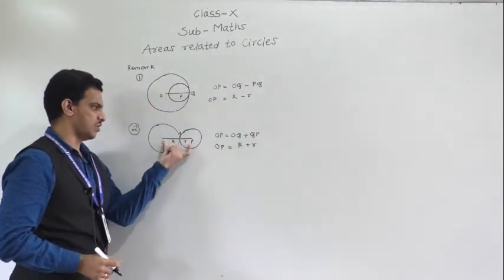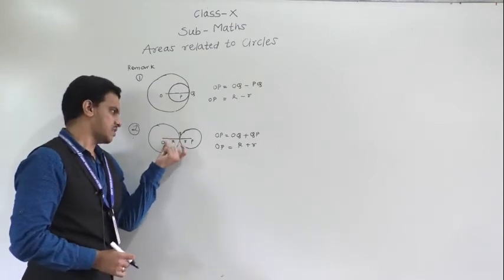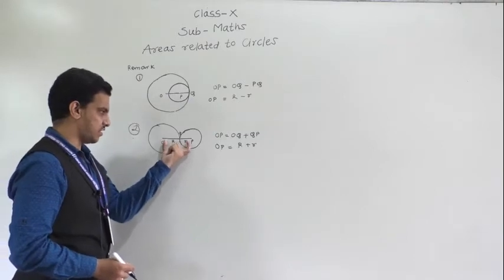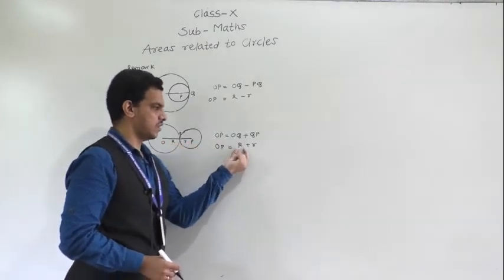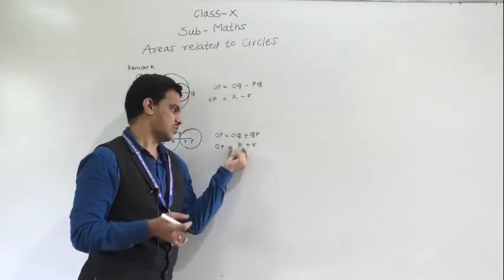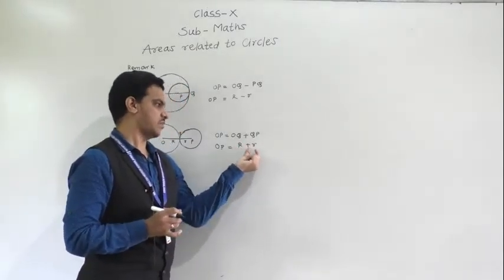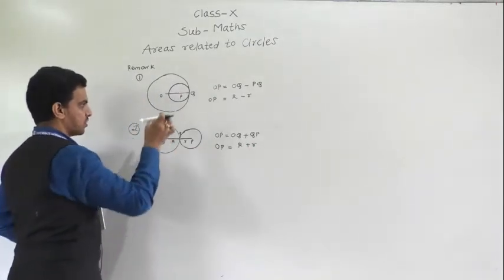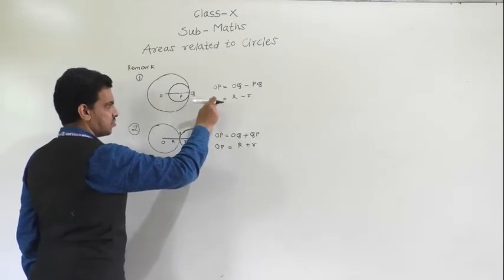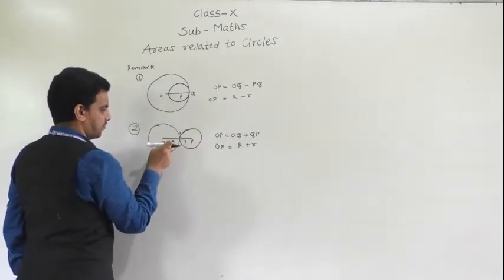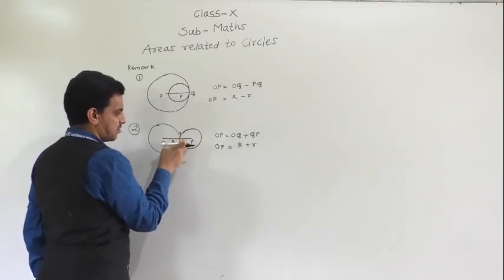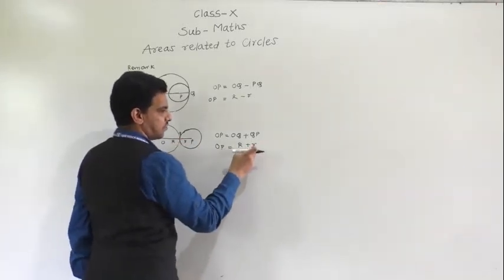If circles touch externally, then the distance between the centers of those two circles is the sum of the radii, R plus r. So if two circles touch internally, the distance between centers is the difference, and if two circles touch externally, the distance between centers is the sum of the radii.